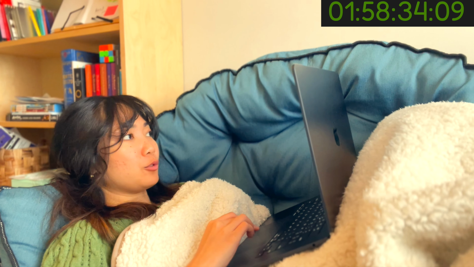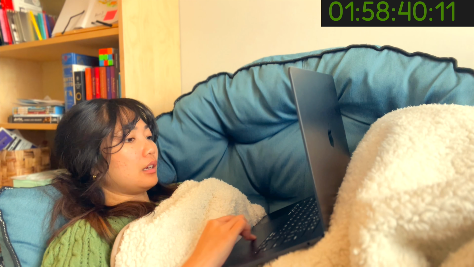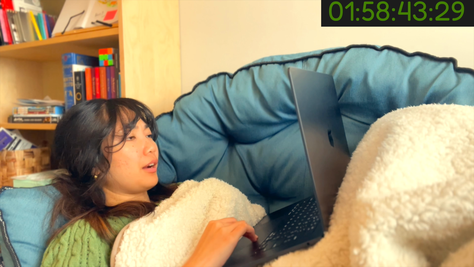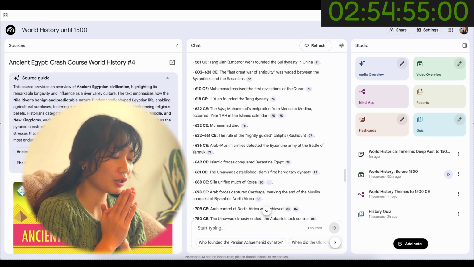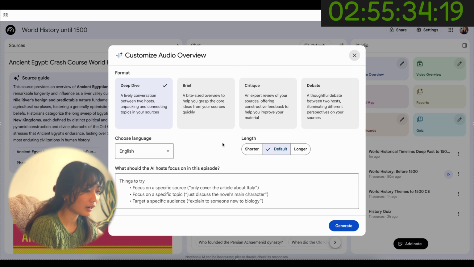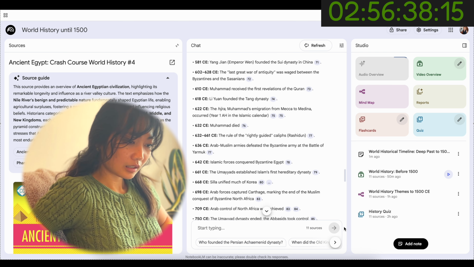Meso means between. So that means Mesoamerica means between Americas. And the final step under the exploration phase is listening to the audio overview.